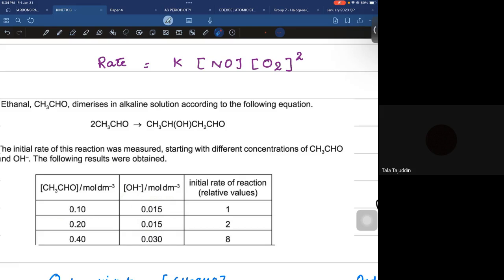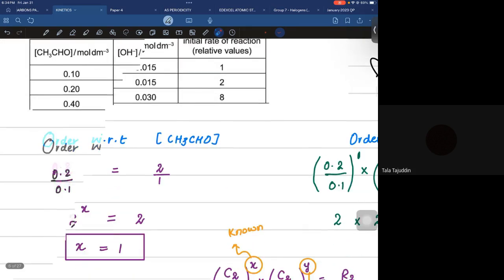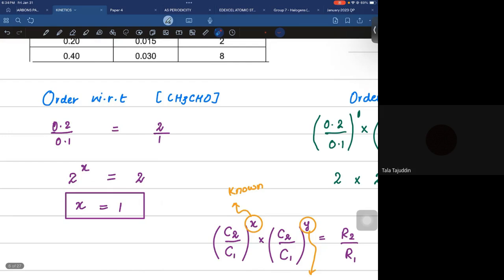Then I will tell you how you would find out the order of reaction with respect to OH minus. Although the concentration on this side is not the same, first of all you are supposed to tell me the order of reaction with respect to CH3CHO. Sir, is it first order? First order. Okay, good. It's a first order reaction.